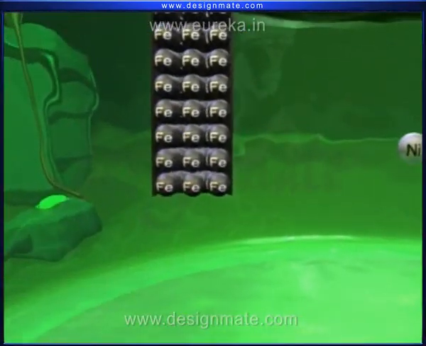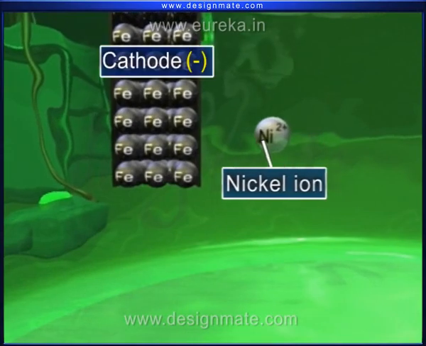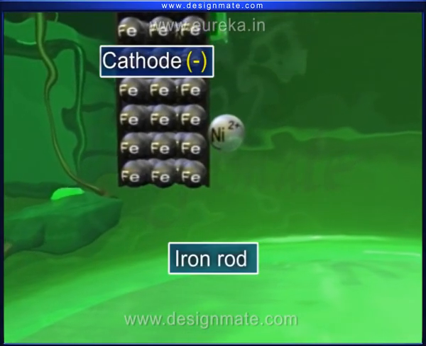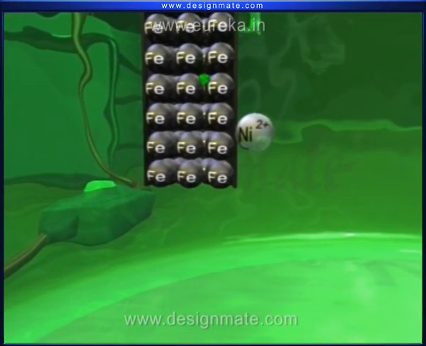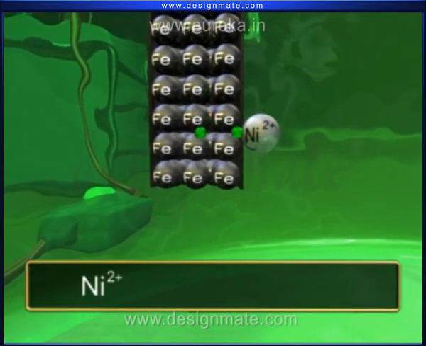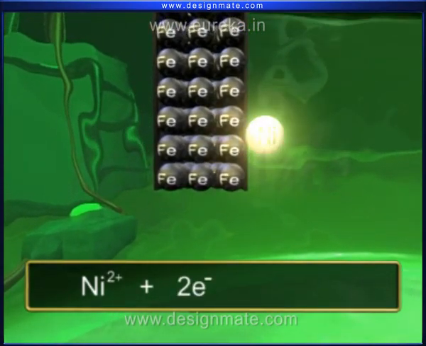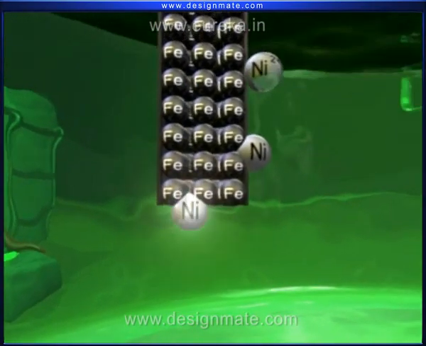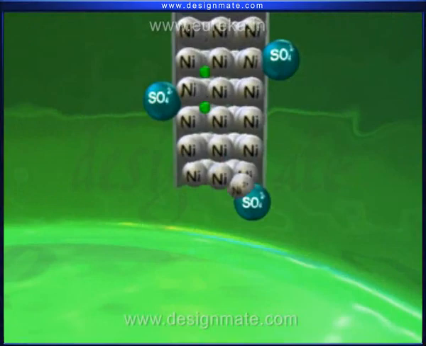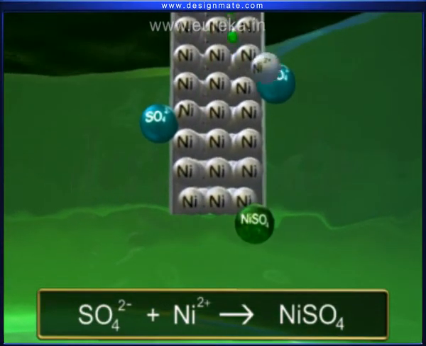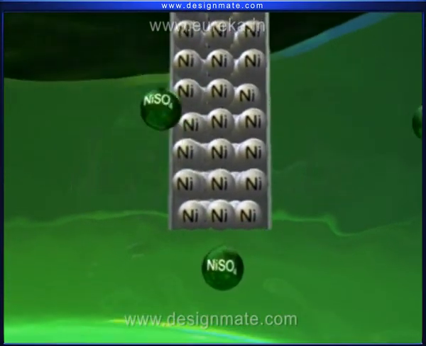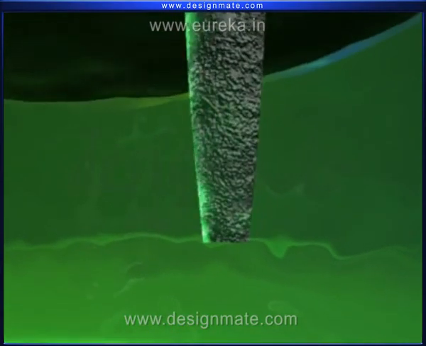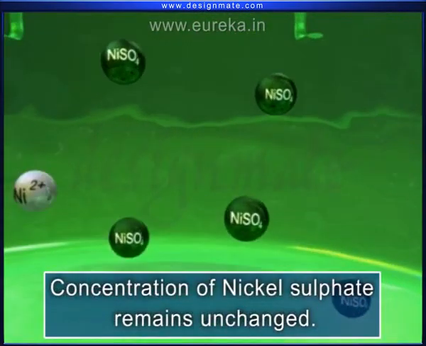At the same time, nickel ions move towards the cathode, which is the iron rod to be electroplated. These ions accept the electrons from the cathode to become nickel atoms and get deposited on it. Thus, nickel from the electrolyte gets deposited on the iron rod, while an equivalent amount of nickel from the anode replaces it. The anode dissolves in the solution and this keeps the concentration of nickel sulfate unchanged.